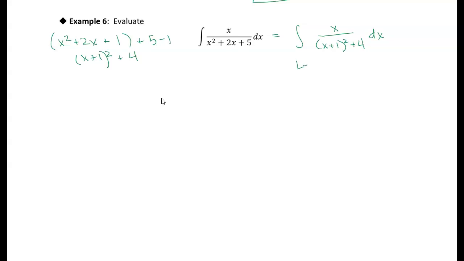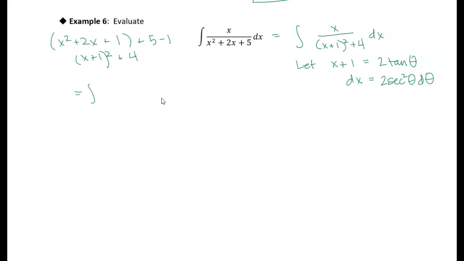All right, so I'm going to say, let's let x plus 1 be, and I have 4 over here, so I'd like to have a 4 when I square the x plus 1. So I'm going to make x plus 1 equal 2 tangent of theta. All right, and if I differentiate both sides, then I get dx is equal to 2 secant squared theta d theta.